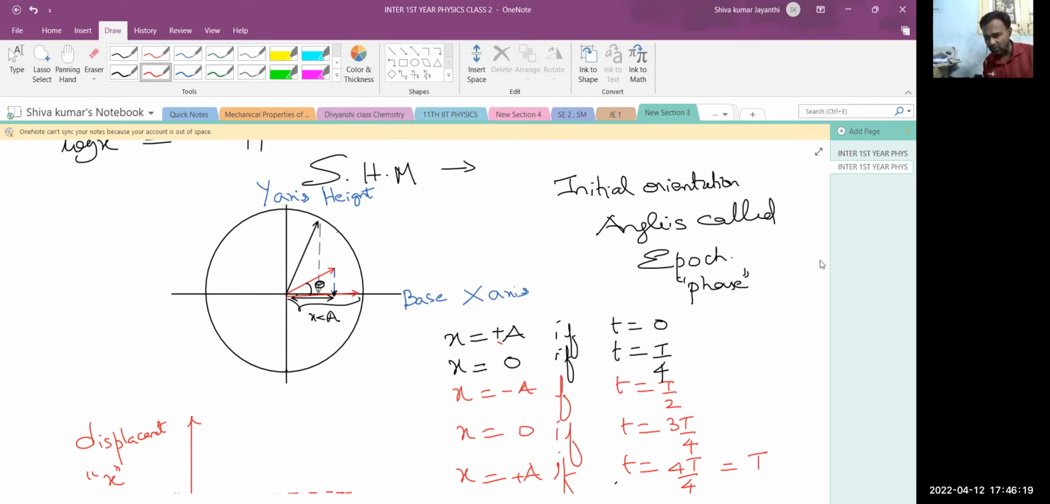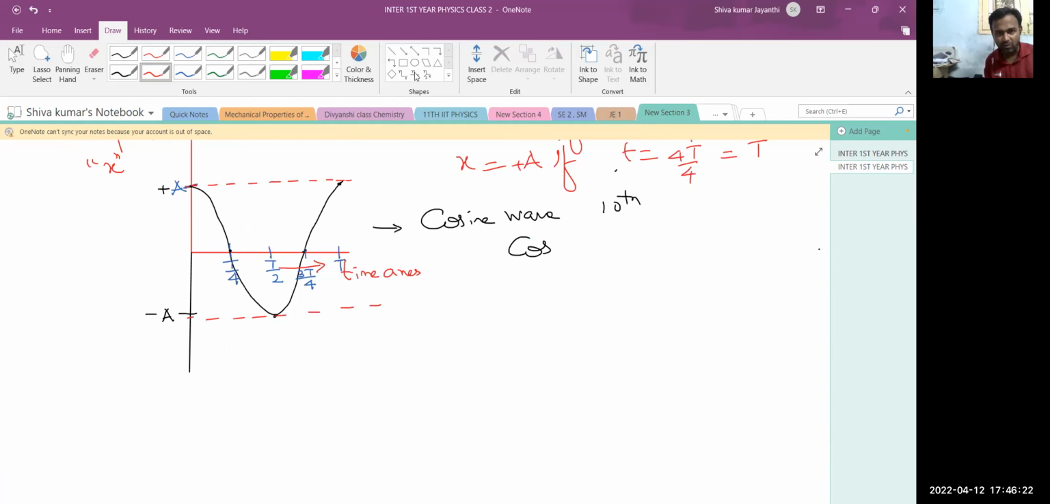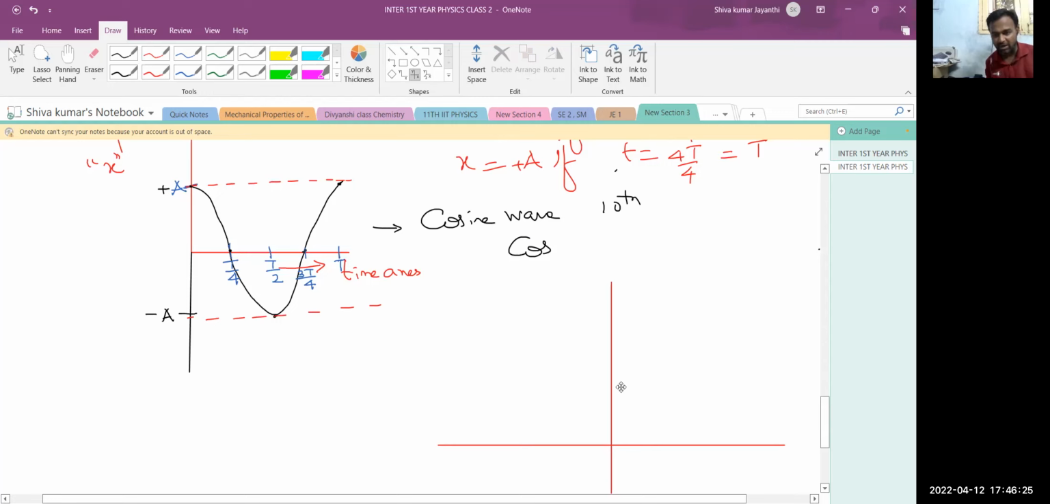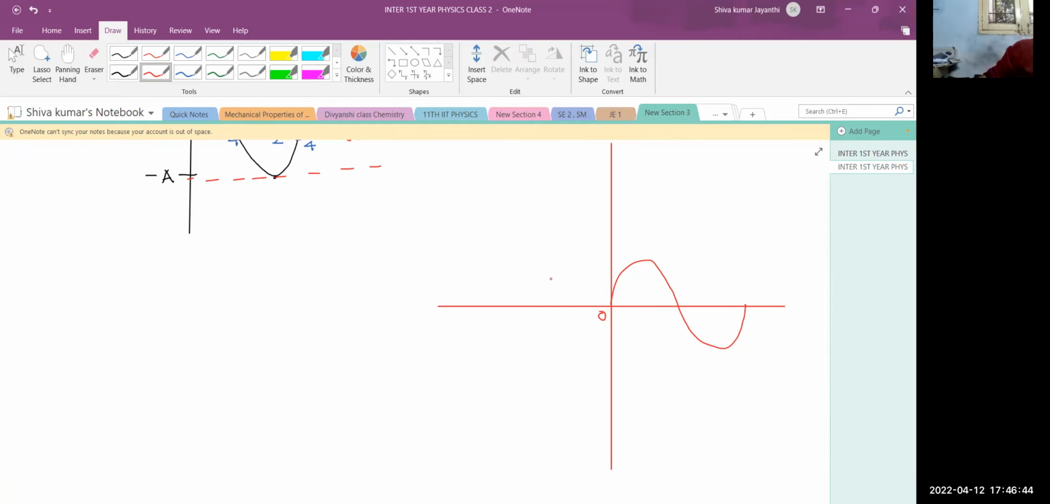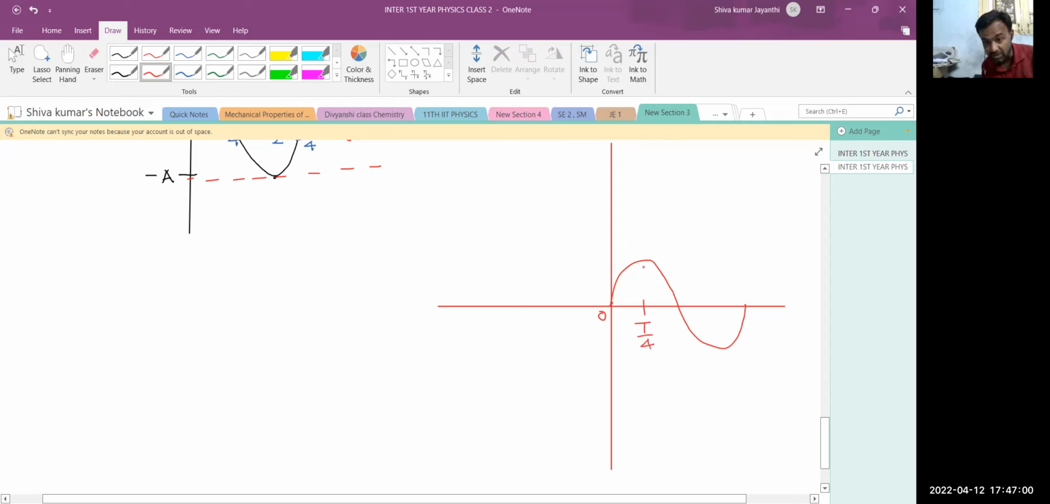If I would have plotted that, I would get a sine wave. I will not get a cos wave. I'll get like this. Is it or not? Why? See, at t equals 0, I'll get 0. So at t equals 0, x is 0 because it is 12 p.m. Then at 3 p.m., which means t is equal to 3T by 4, it's at maximum, extreme. Is it or not?